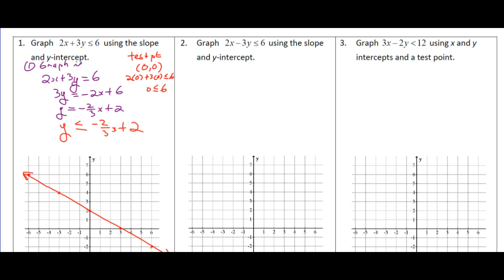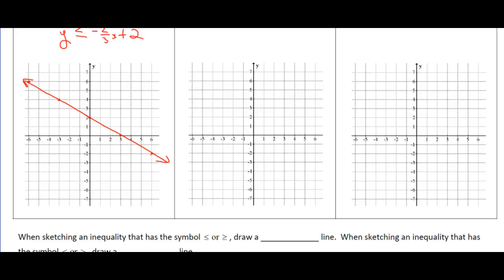Which means that the point 0, 0 is in the region, which means we are going to shade below. We really are graphing y is less than or equal to this. So I'm going to shade below, and I want to shade the whole grid.